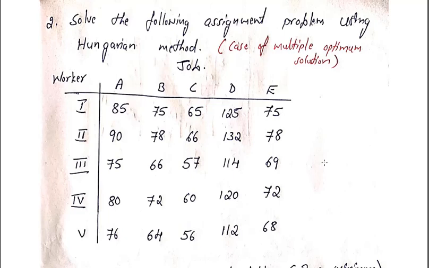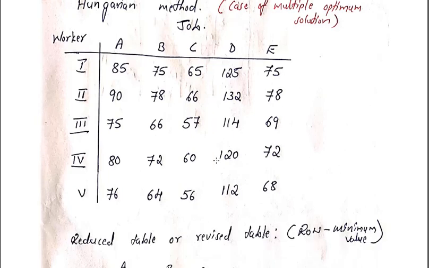But here we get multiple solutions, or multiple optimum solutions. So how do we solve the problem using the Hungarian method? The problem is as follows. We have jobs A, B, C, D and E, and workers 1, 2, 3, 4 and 5. So there are 5 workers and 5 jobs. 85, 75, all those are the elements in the table. So let us straight away look into how to solve this particular problem.